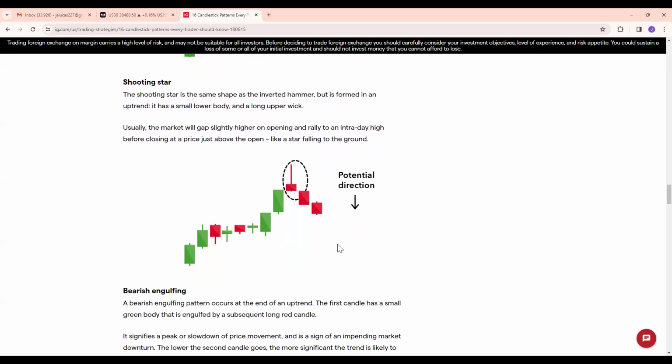This is a very strong reversal pattern. This is a much stronger reversal pattern. So this is one that I use a whole lot.